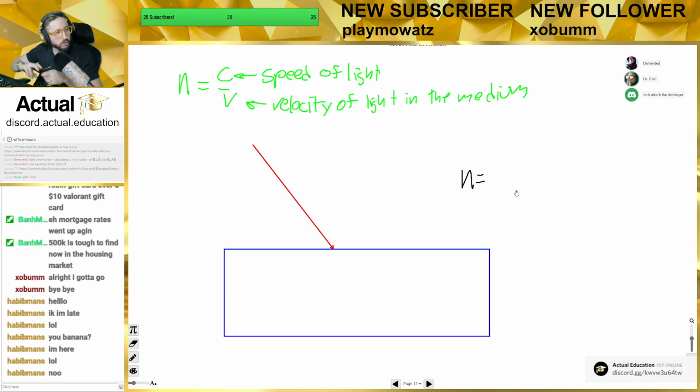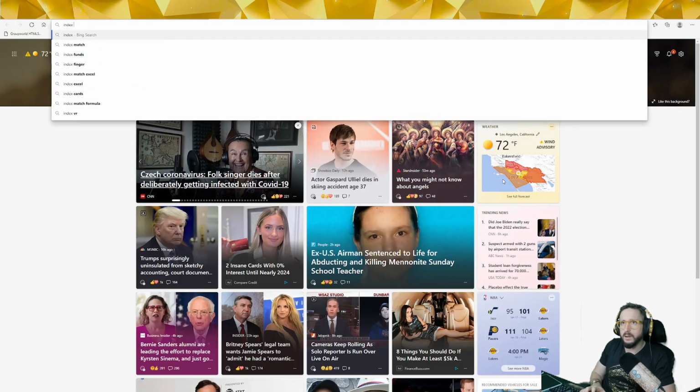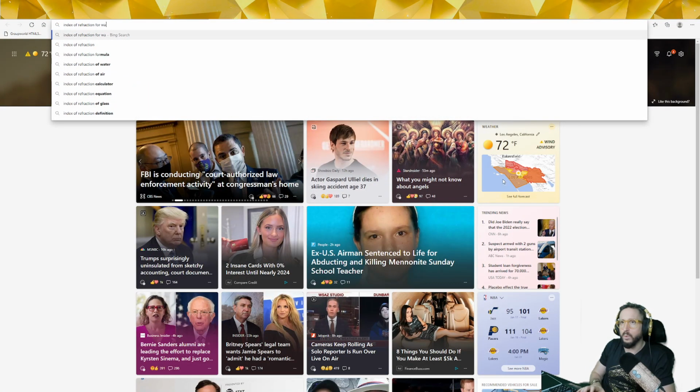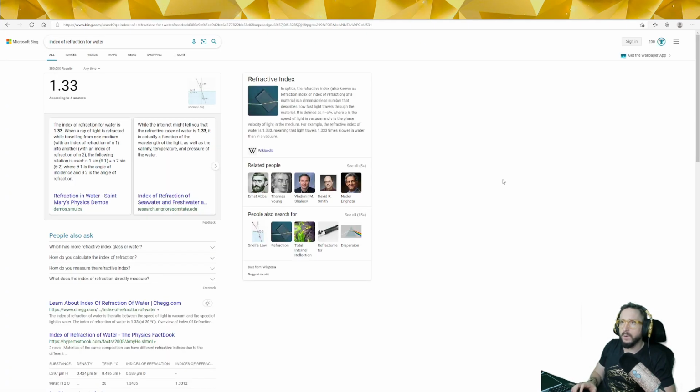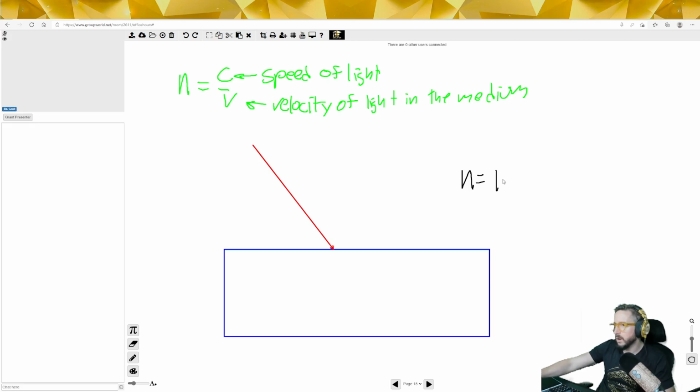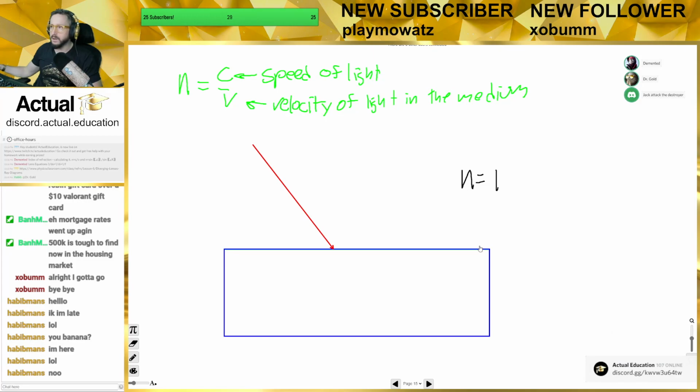It's okay. Index of refraction for air is equal to 1. That's what you always need to do. Air is always 1. Here, let's get the index of refraction for water. I believe it's 1.33. Okay, cool. This is where you have a chart of stuff, like 2.09. So this is n equals 1.33.